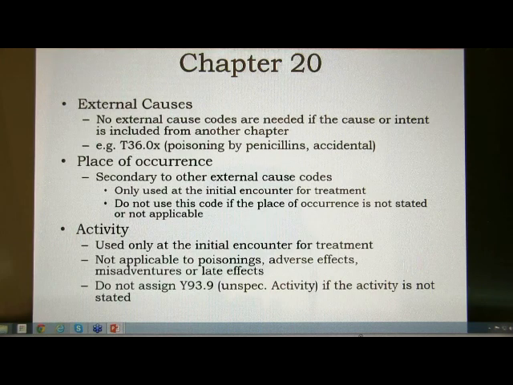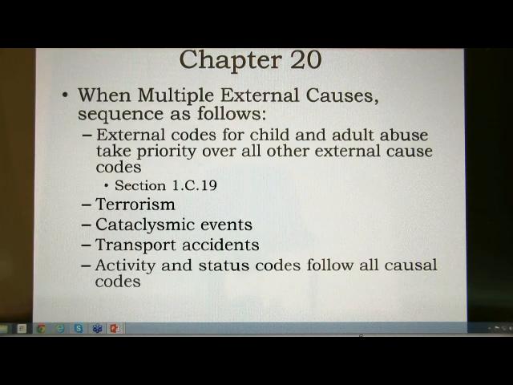So when there are multiple external causes, we're going to sequence things. Child or adult abuse would always be coded over any other type of external cause code, as would terrorism, cataclysmic events, and transport accidents. Activities and status codes follow all causal codes.